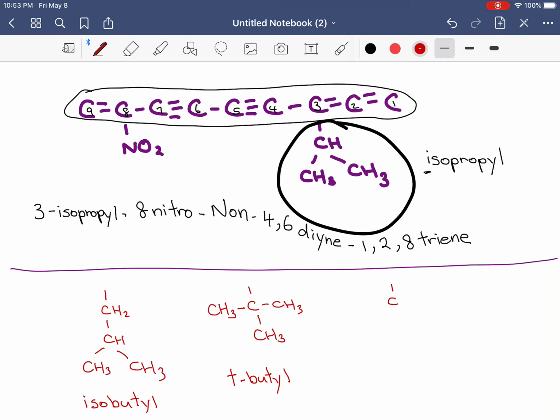And then you have this one. Okay, this is called s-butyl. The s stands for sec, S-E-C. Again, nobody says sec-butyl, they say s-butyl. Alphabetical comparison: I, T, and S.